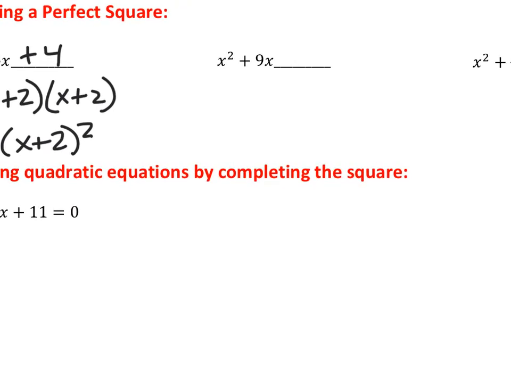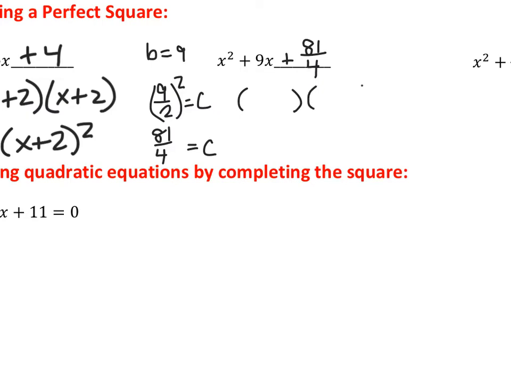If I have b equal to positive 9, so b equals 9. If I take half of 9 and I square that, that's going to equal my c. If I square 9 halves, I get 81 fourths. So if I add 81 fourths here, that creates a perfect square. That's x plus 9 halves times x plus 9 halves.